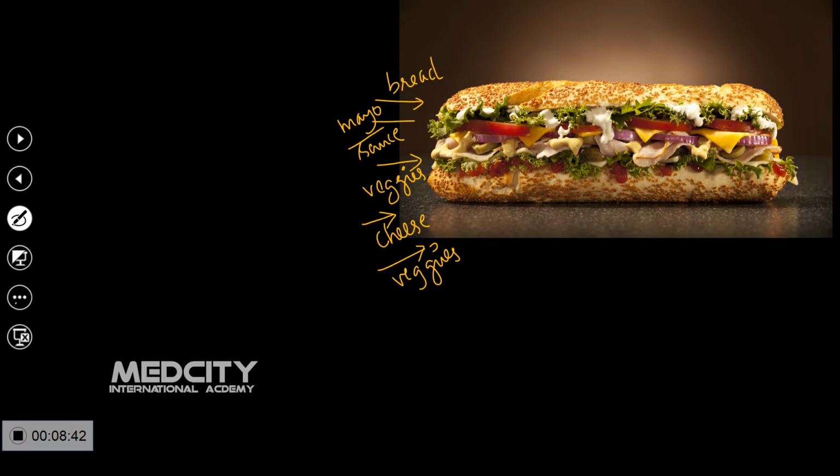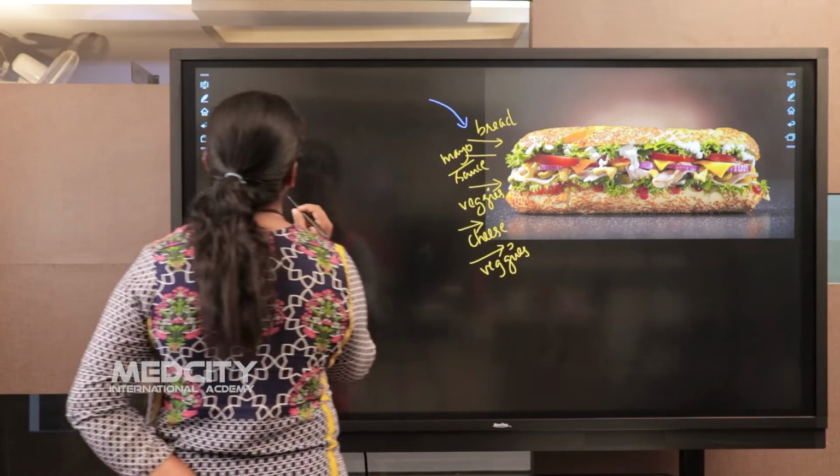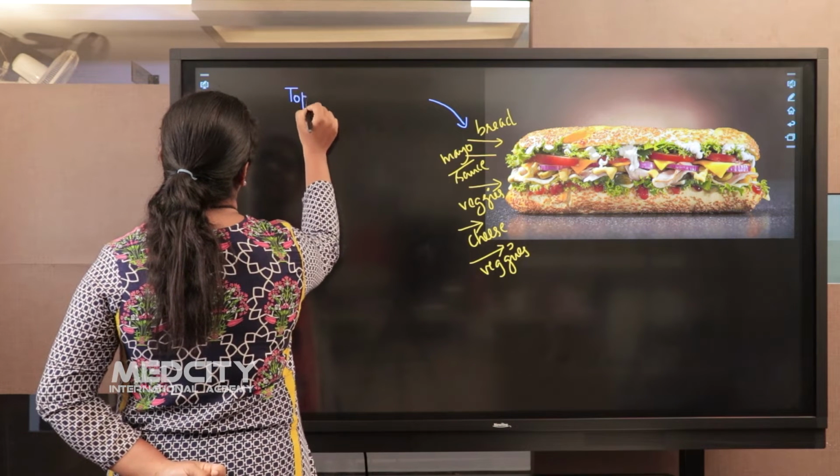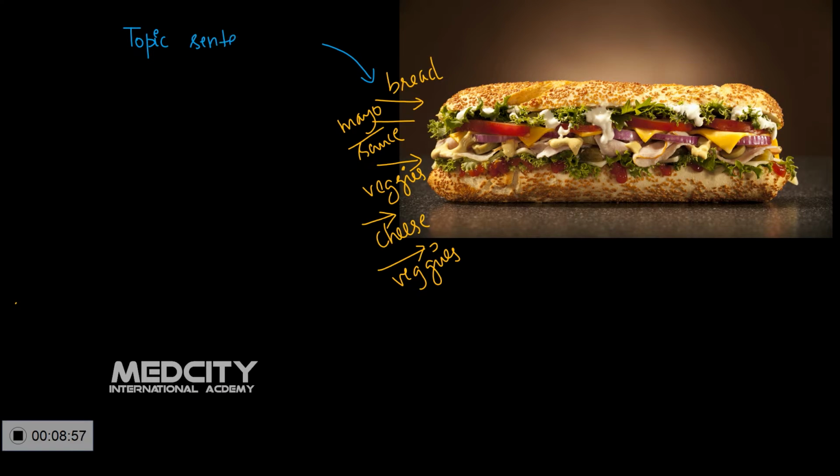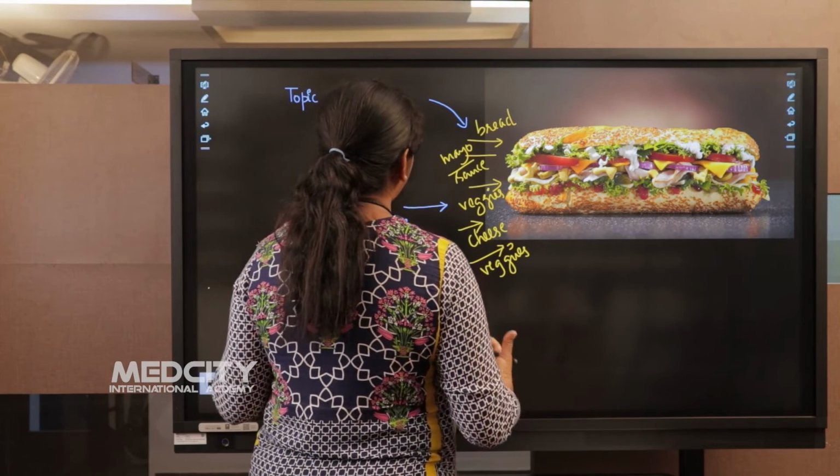So technically in your OET paragraphs, the bread slice can be called the topic sentence. So for any paragraph that you have, you need to begin with a topic sentence, which is the bread slice. Then you have, let's say, the veggies, which are the main fillings of the sandwich, and these become your supporting sentences in a body paragraph. So what role does the mayo, the sauce and the cheese play?